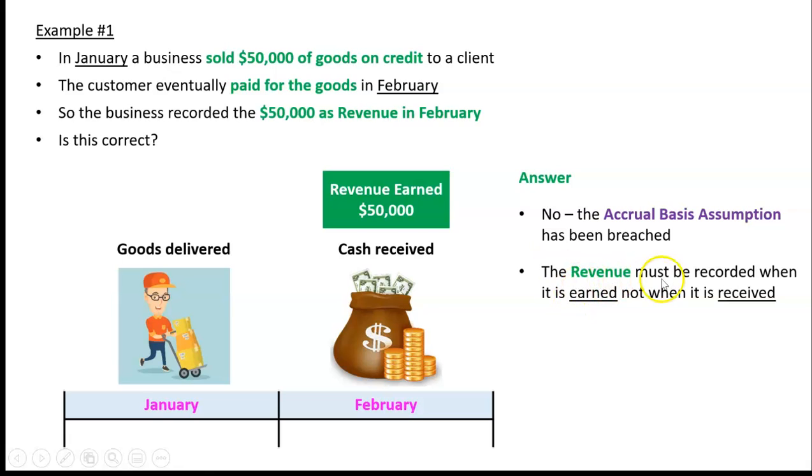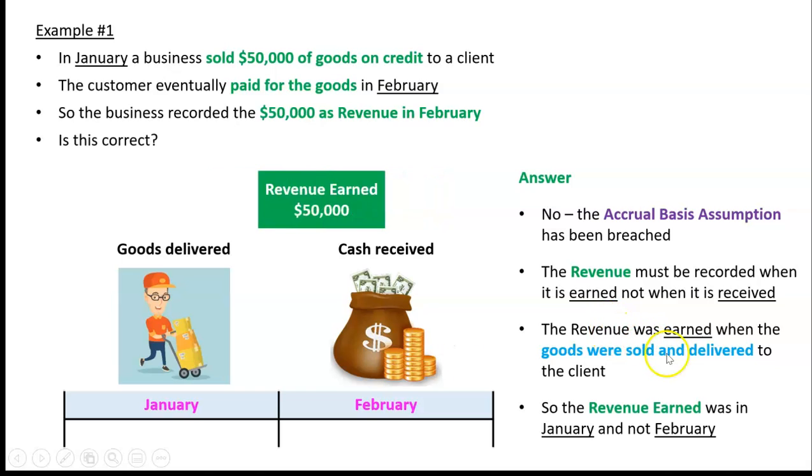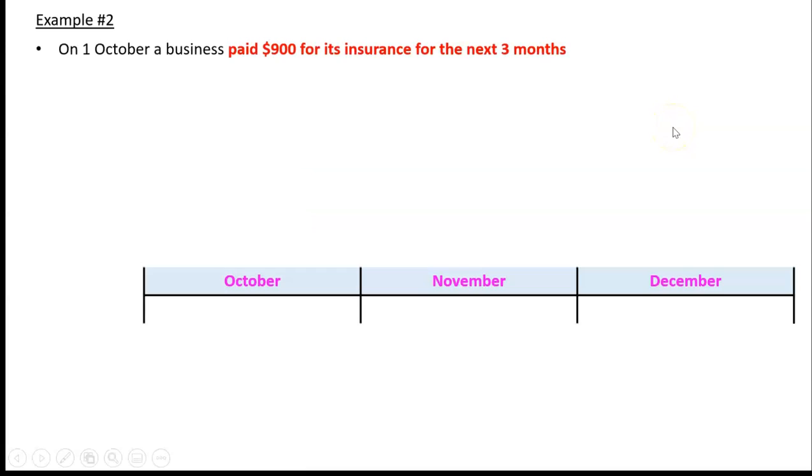And that's because revenue must be recorded when it is earned, not when it is received. It is earned the moment you give the goods to the customer or provide the service. So really, those goods or that revenue was earned in January. So we should recognize that as revenue in January, even though we haven't got the money. That's not important here. We're trying to recognize when we earn the revenue.